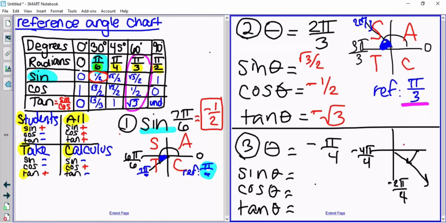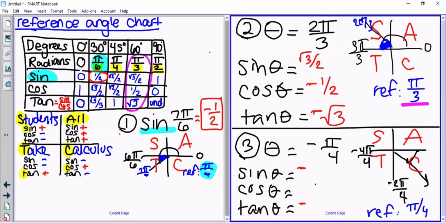Now, why do we care where it is? All Students Take Calculus. In that fourth quadrant, only the cosine is positive. So the sine is negative and the tangent is negative. We need our reference angle, and then we're going to get the answers. Our reference angle is pi over 4. So let's go to our chart.